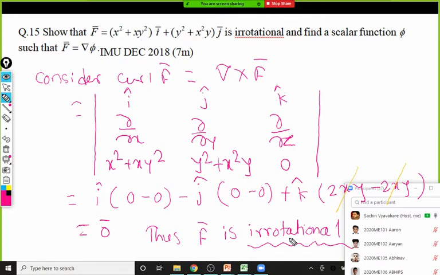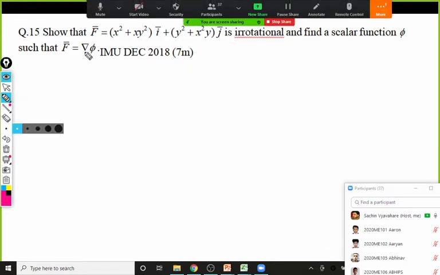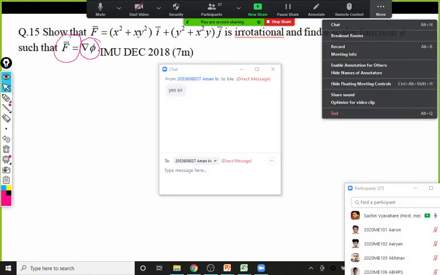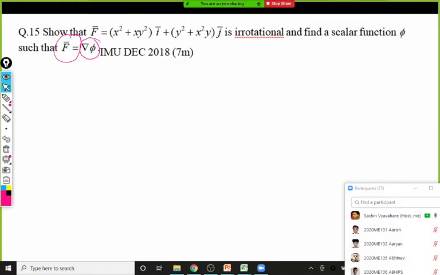The second part of the question is to find a scalar function phi such that f bar is equal to del phi. Someone is there on the chat. Okay. So we have to find the scalar function phi such that f bar equals del phi. There are two methods. I will show you method one, which does not require any formula. You can get it directly.